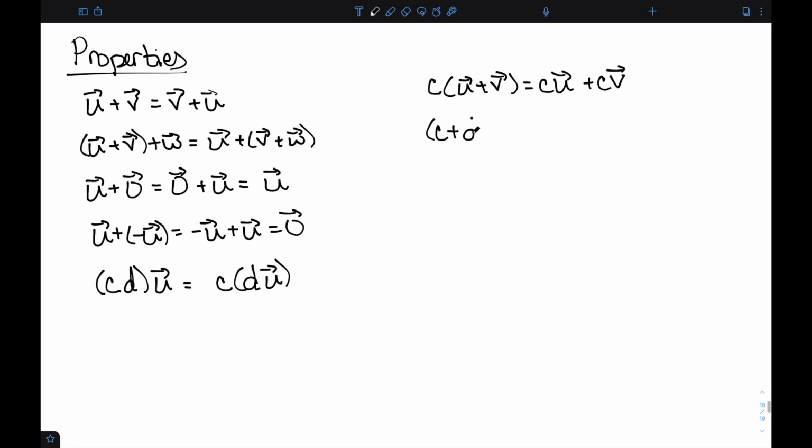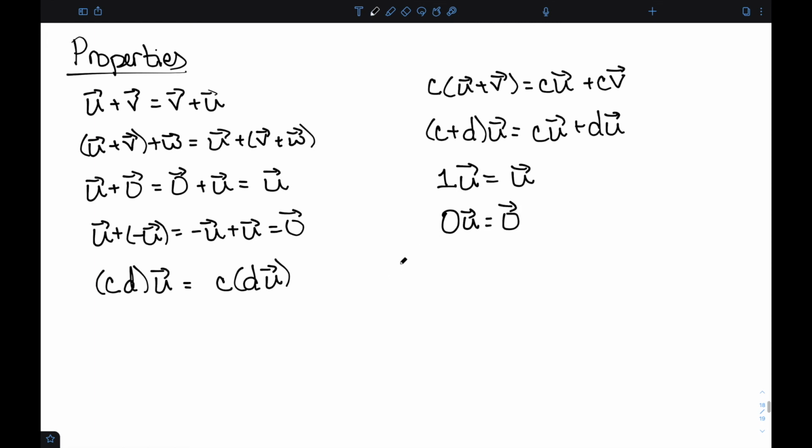Similarly, we have that (c plus d) times u is equal to cu plus du. I can also distribute a vector through a sum of scalars. I have that 1 times any vector is just equal to that vector. So multiplying by 1 behaves exactly the way we would expect, as well as multiplying by 0. Multiplying a vector by 0 gives me the 0 vector. Finally, the length of multiplying a vector by a scalar is the absolute value of that scalar times the magnitude of v.